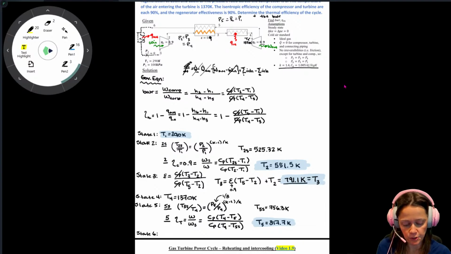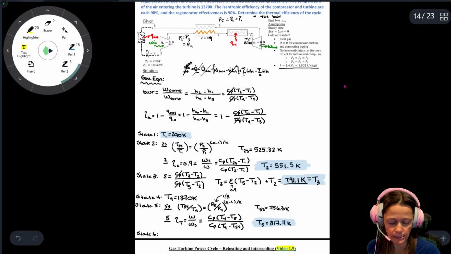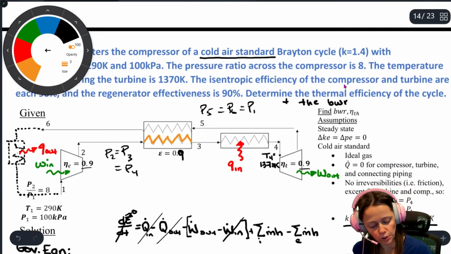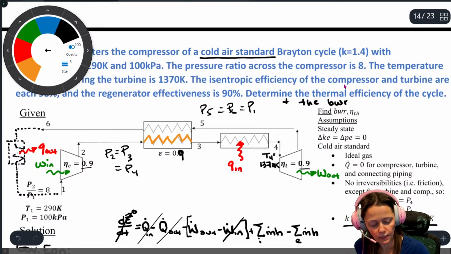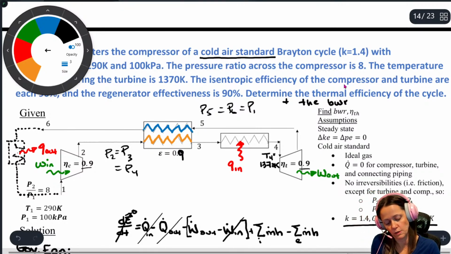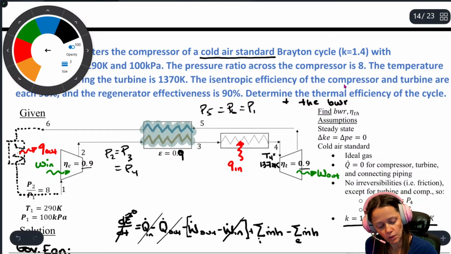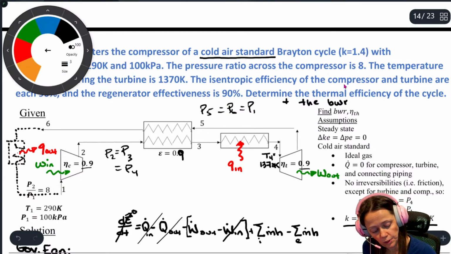And then for state 6, there's a couple of ways of going about it. You could use that regenerator effectiveness equation, except instead of defining your control volume around this yellow squiggly, define it around this guy and use the effectiveness equation in terms of 5 and 6, H5, H6, or T5, T6, and T2. Or you could draw your control volume around the entire thing and apply your first law there.